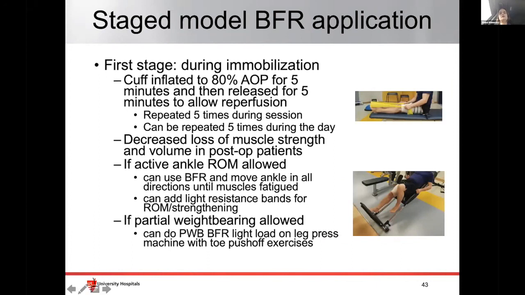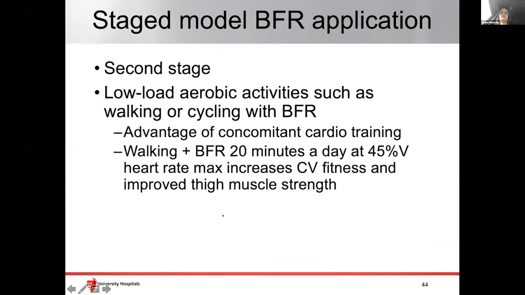So initially, if active range of motion is allowed, you can start the BFR with a TheraBand and work on plantar flexion and dorsiflexion. And then if partial weight bearing is allowed, then you can actually use a plate where you can push against, kind of like a leg press machine. And you can add that without overloading your muscle or tendon. The second stage, you can actually walk with the BFR device on.